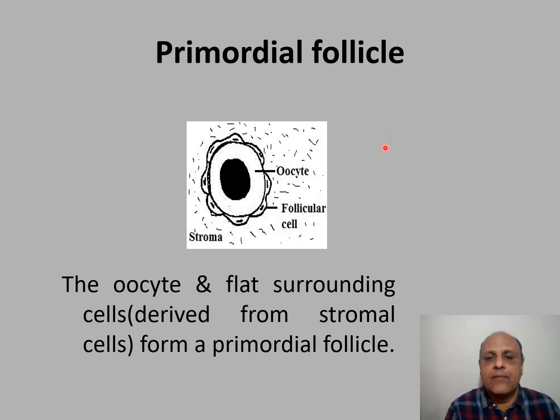So first the primordial follicle is formed. The oocyte and flat surrounding cells which are derived from stromal cells form the primordial follicle. So this is the primordial follicle. Here we have the oocyte and these are the flat cells which are derived from the stromal cells.